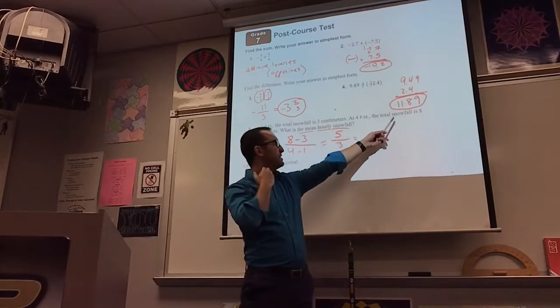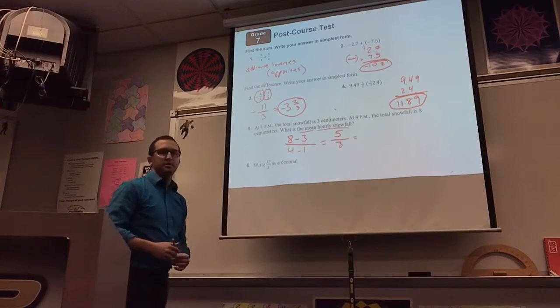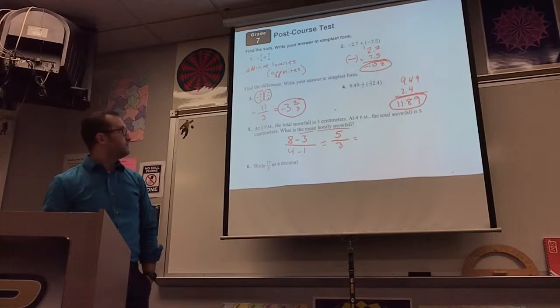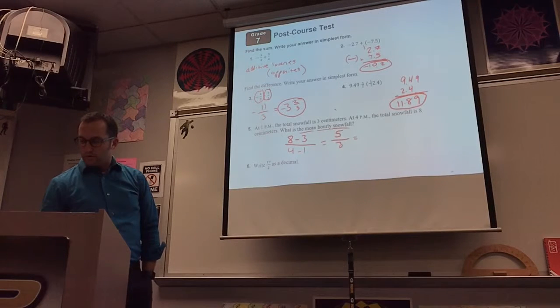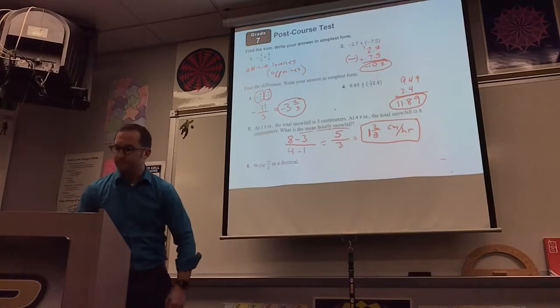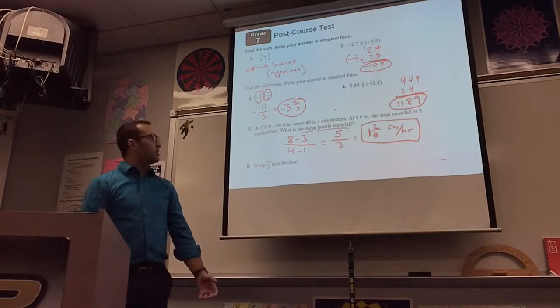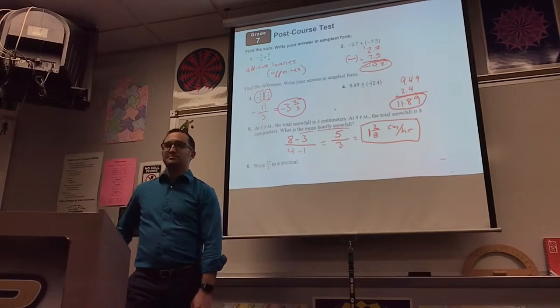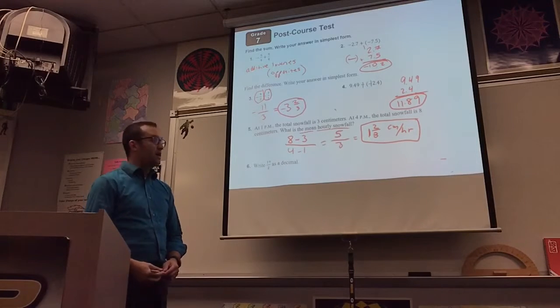And then at 4 p.m. the total snowfall is 8 centimeters. So now we're at 5/3. So the mean hourly snowfall is 1 2/3. We call it centimeters per hour. 1 2/3 centimeters per hour. So it's a tougher question. That's kind of like slope. It's tough. That's not an easy one.